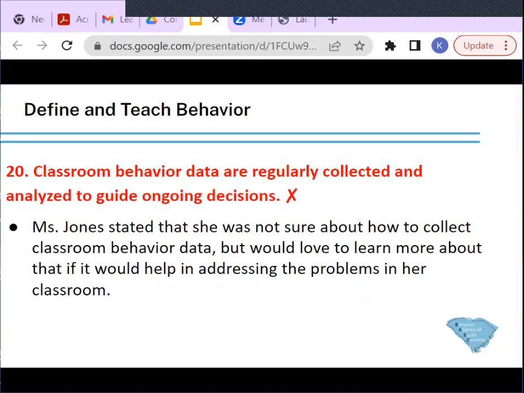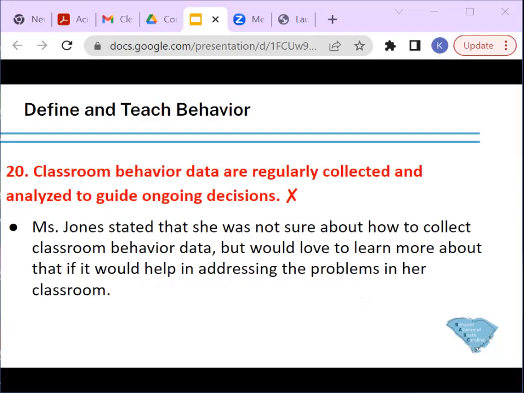And the final item in this section was classroom behavior data are regularly collected or analyzed. Ms. Jones, in the conversation after the observation, indicated that she wasn't sure about how to even collect classroom behavior data, but that she would be interested in learning more about that if it would help her to address the problems going on in her classroom.